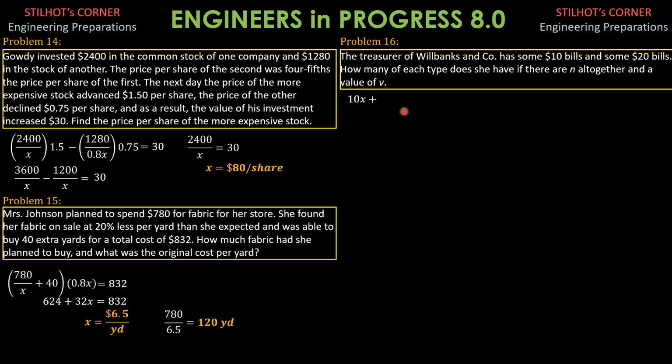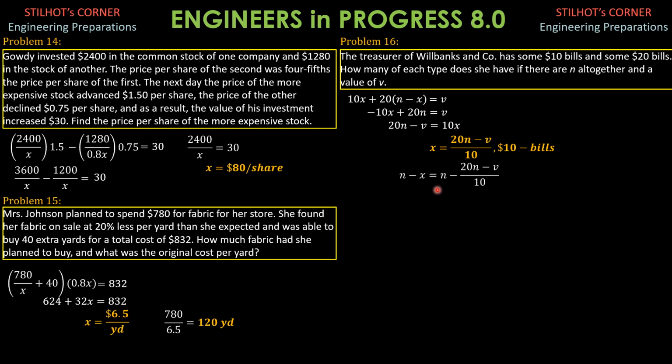So again, 10X plus 20 times N minus X equals V. Simplifying, 10X minus 20X is negative 10X plus 20N equals V. So 20N minus V equals 10X. Dividing everything by 10, the number of $10 bills is the quantity 20N minus V all over 10, while the number of $20 bills is N minus X. So N minus X is equal to N minus the quantity 20N minus V over 10.